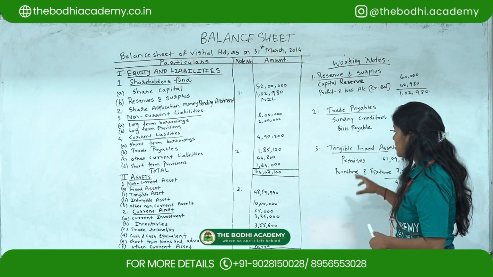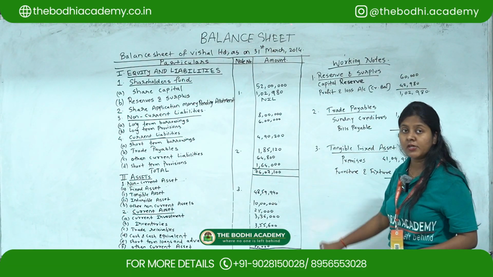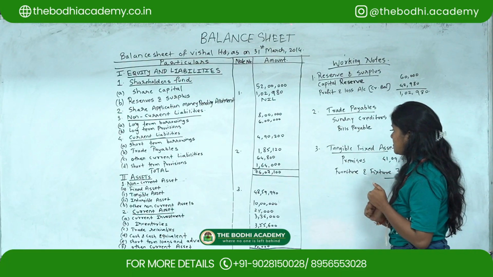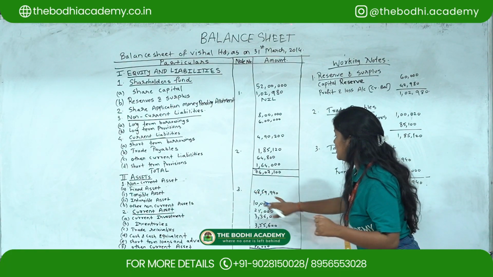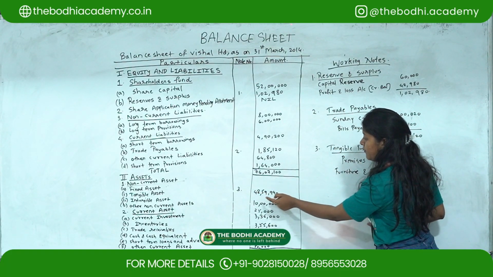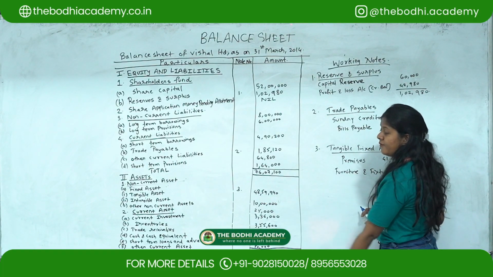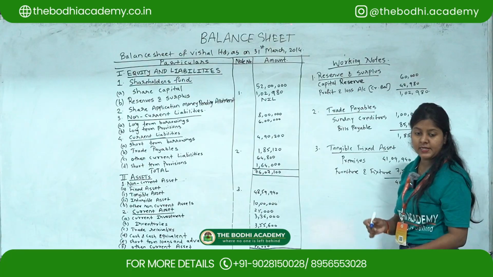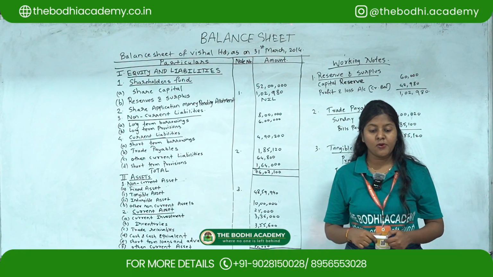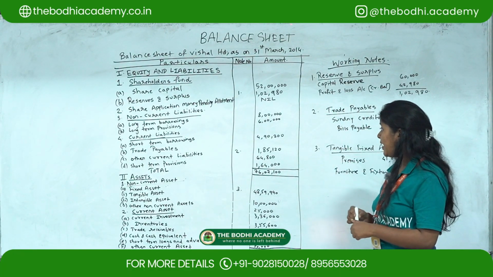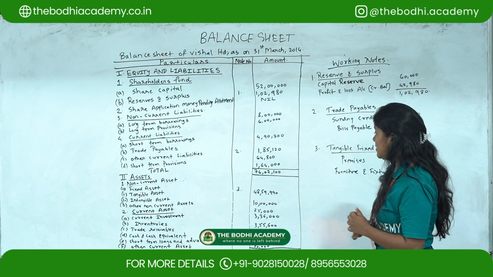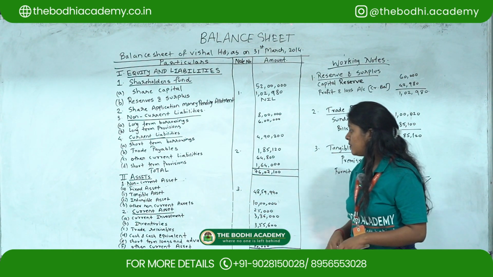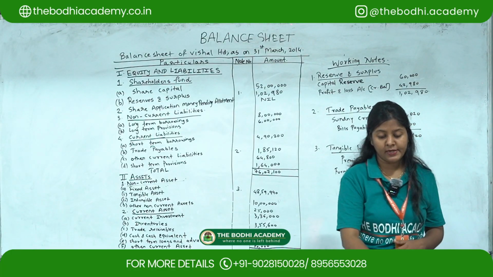So whenever you are writing the total amount, you have to write down the working note number. So working note number 3, and under the respective column you have to write down 48,59,940. So this is with regards to tangible fixed asset. Then discount on issue of shares. Discount on issue of shares is our other non-current asset, so that we have to take as 25,000.